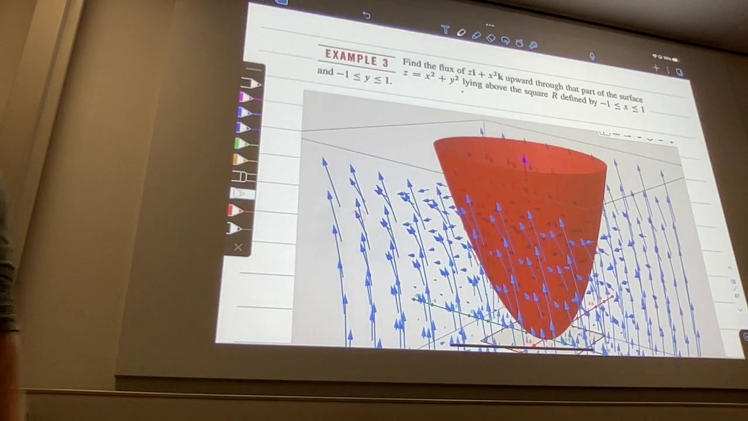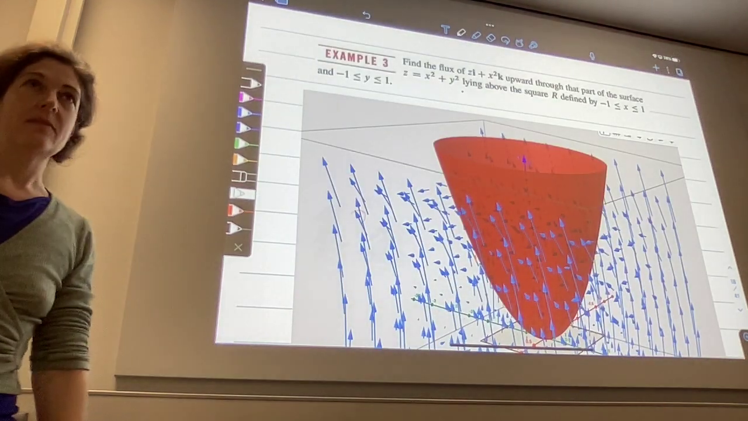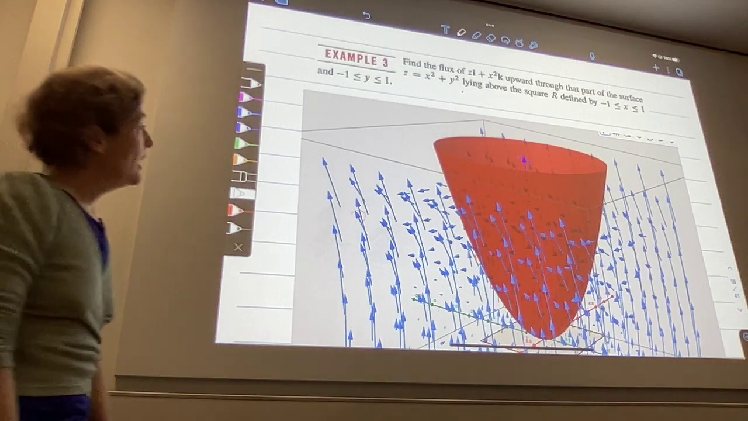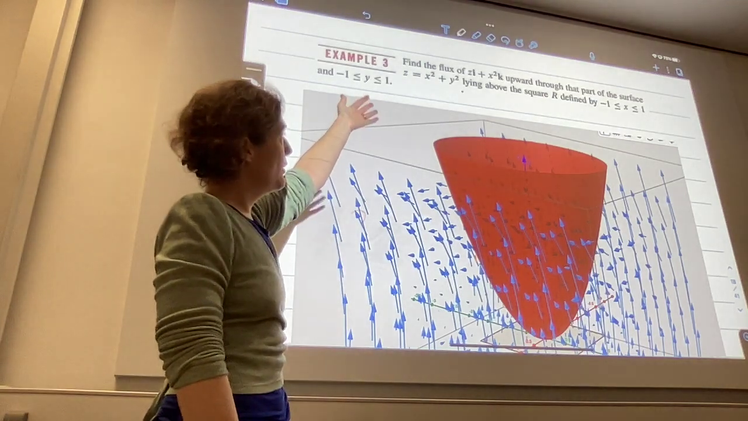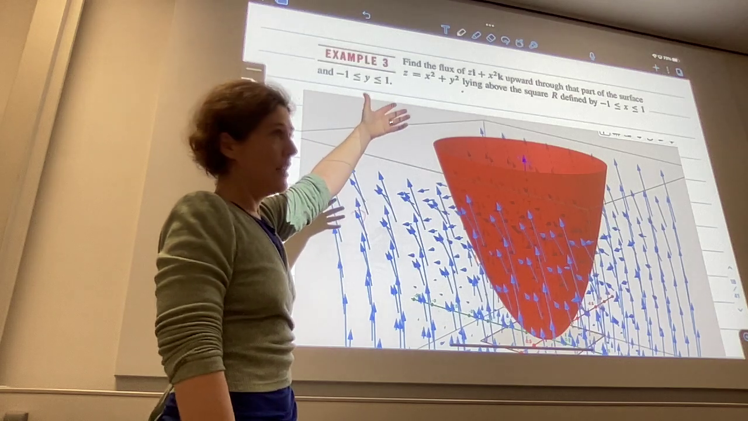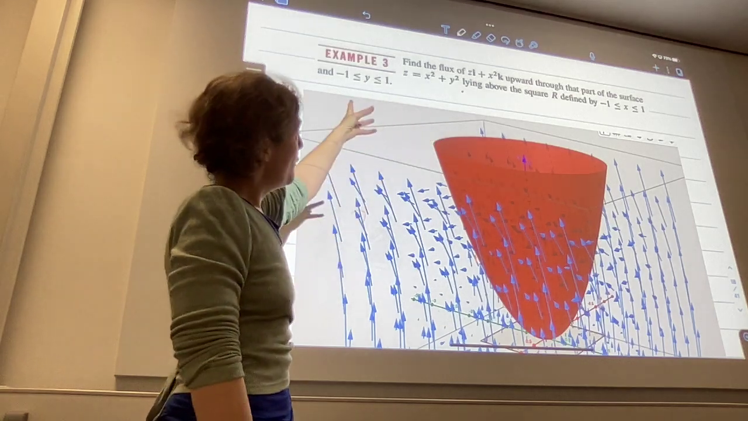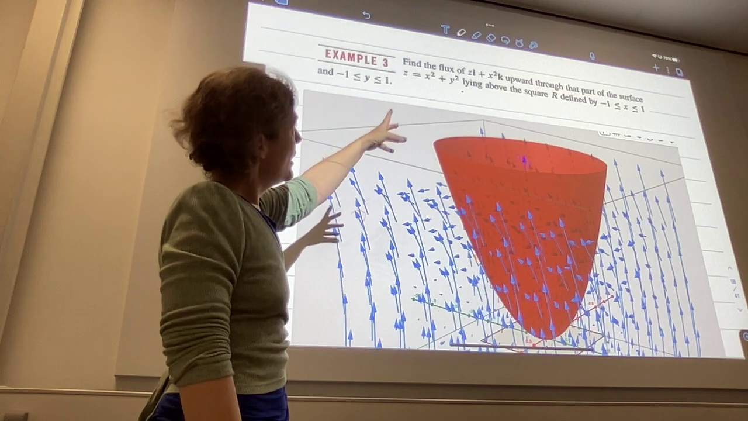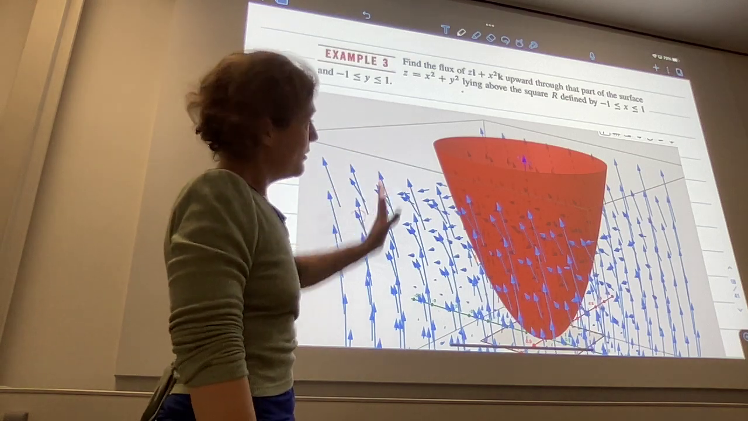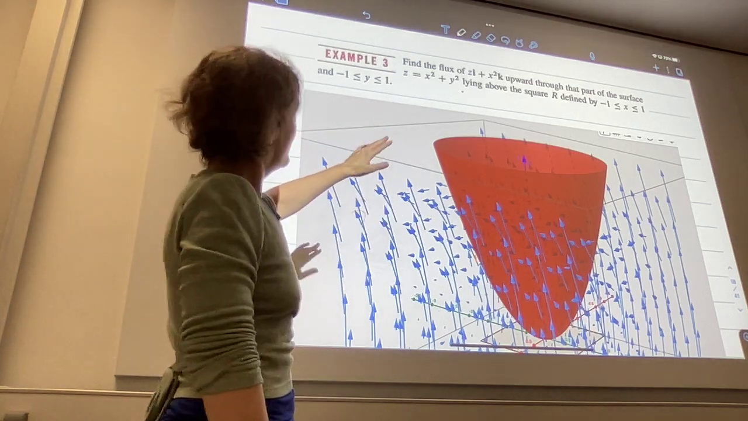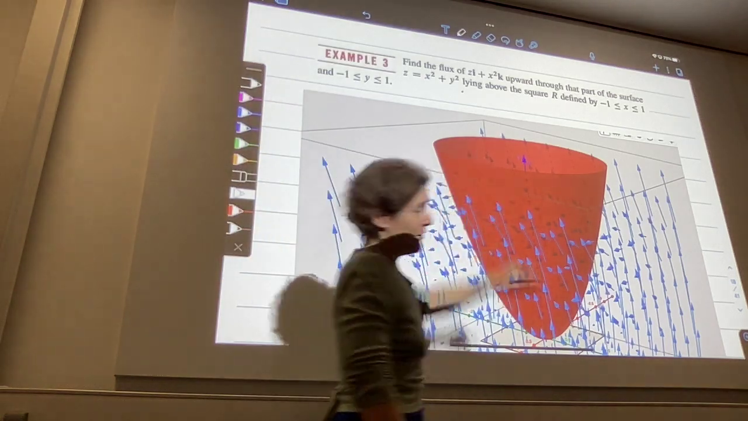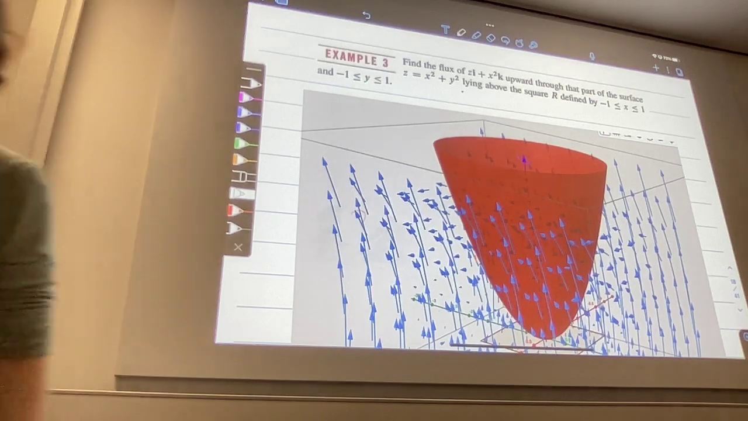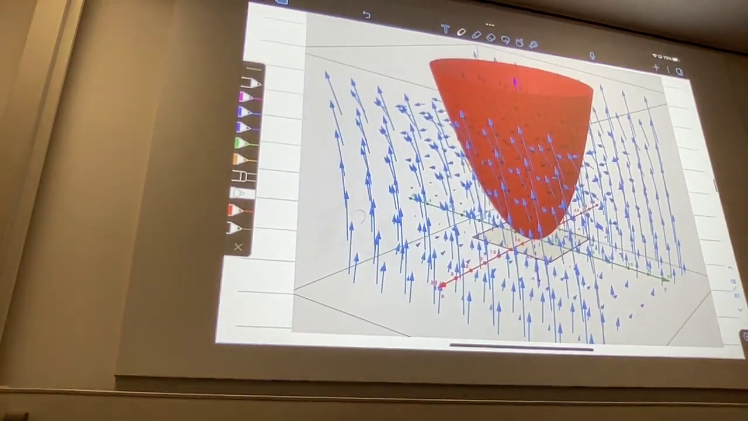Okay, so let's look at an example. The kind of thing we're trying to solve is we've got some vector field, which looks like z in the x component and x squared in the z component. And we want to find out how much of that flux is upward through this surface, which lies above that square. Okay, so that all sounds a little bit hairy, but let's look at the picture.